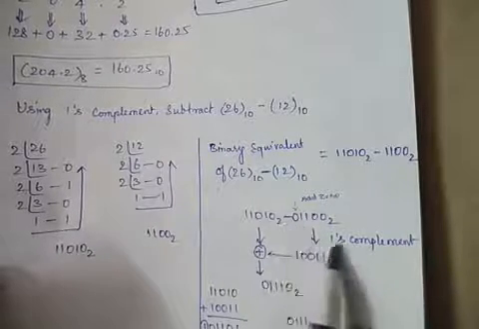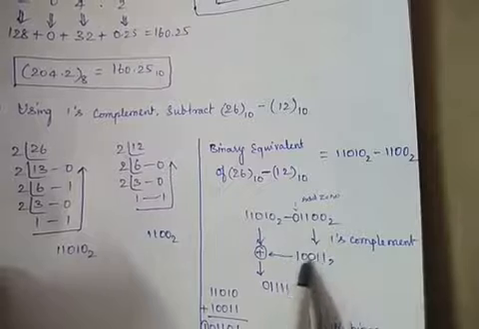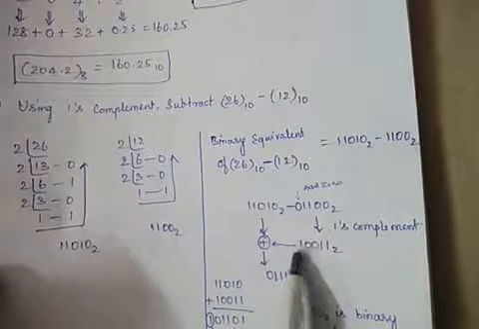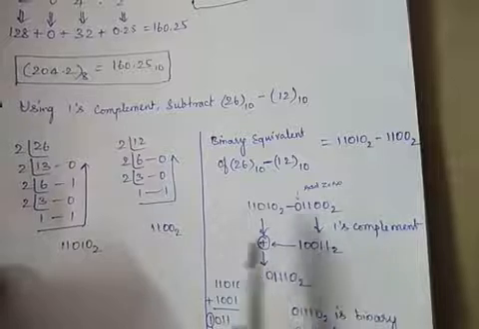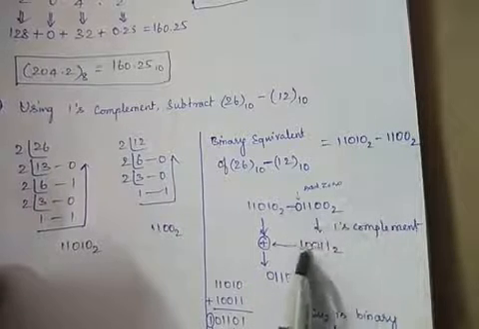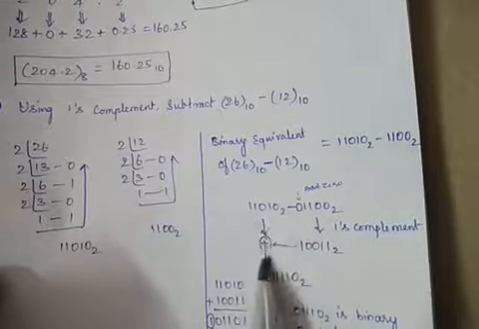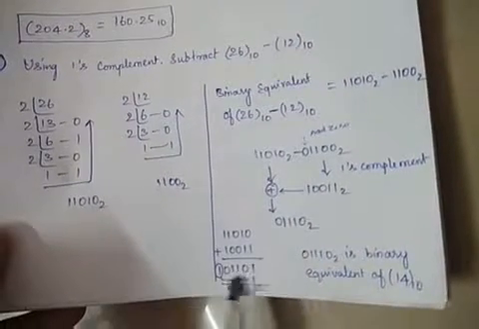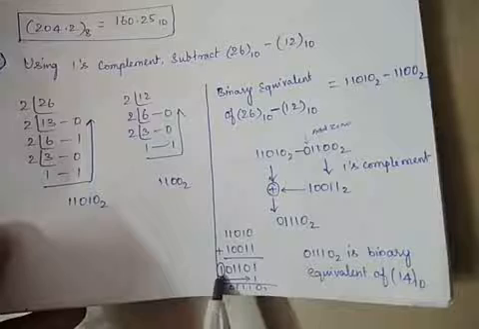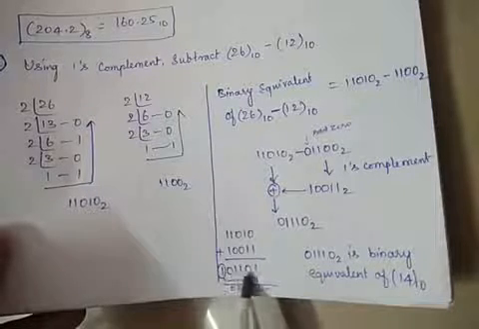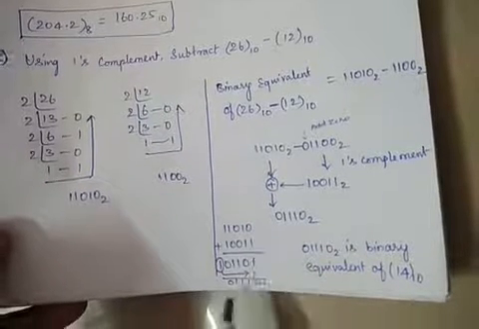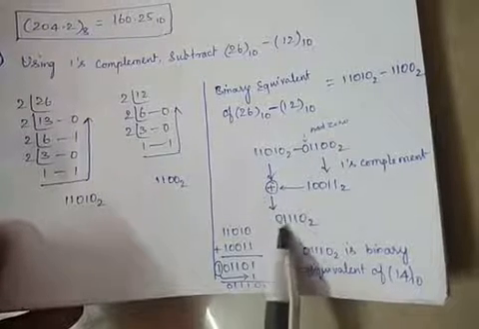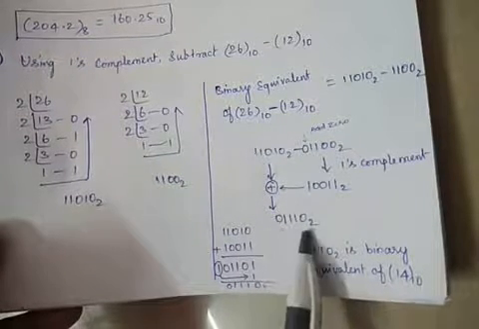So add 0, then take the 1's complement. So we got the 1's complement of 01100 is 10011, right? Then add this value with the first number. So here I did the addition. So we will be getting the carry, then add that carry with this number. Final answer is 01110. So 01110 is the answer.